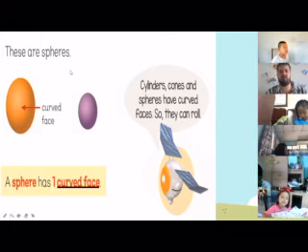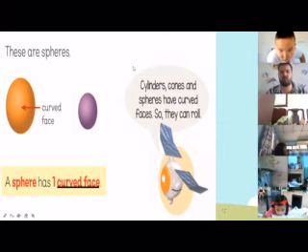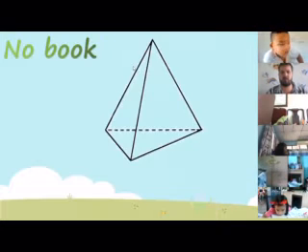Okay, let's move on. So one more time, this is a sphere and it has one curved face. Okay, let's carry on. Next one. There's no book for this shape.